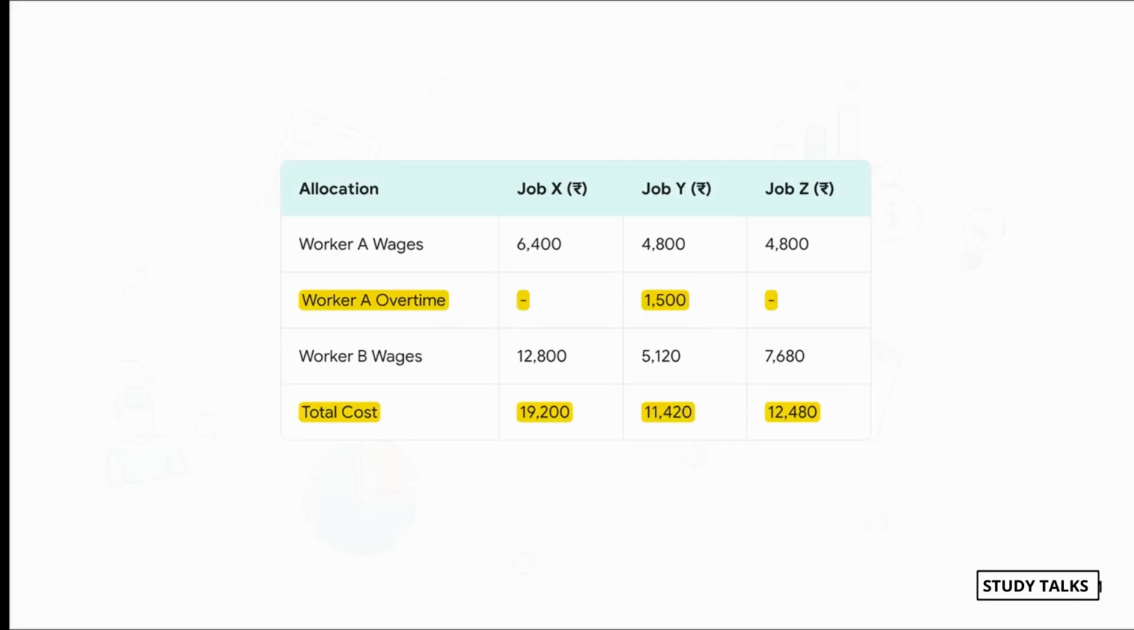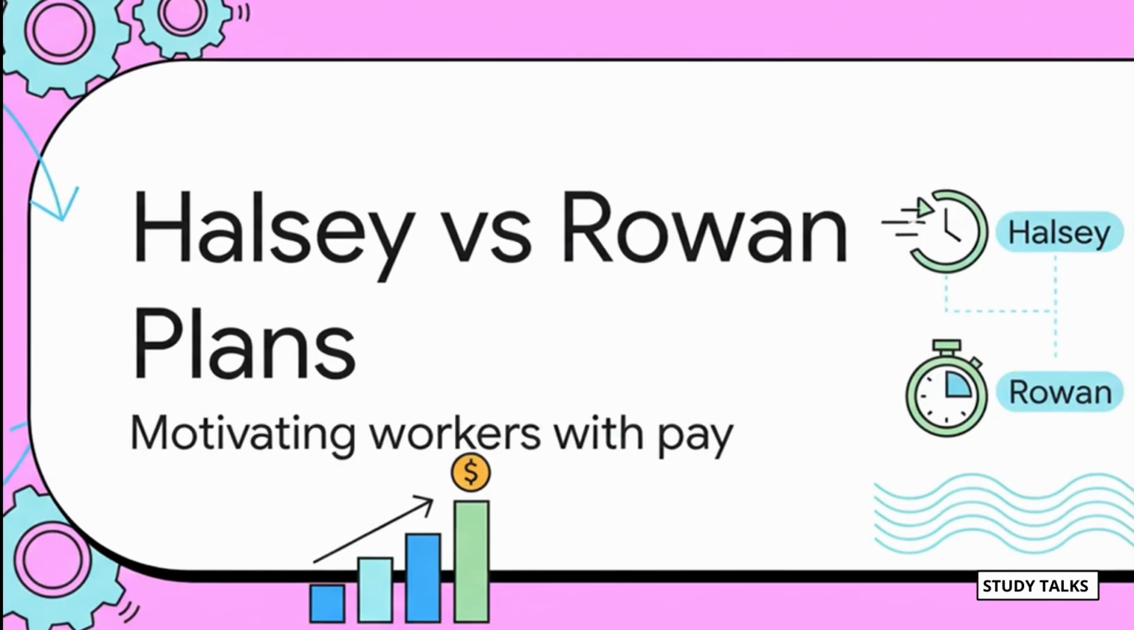Okay, now for part 2, where does all this money get charged? Their regular wages are split across the jobs they worked on, but look closely at worker A's overtime of $1,500. The question tells us it was specifically for job Y, so boom, the entire $1,500 gets charged directly to job Y. This is a perfect textbook example of that first rule from our overtime table.